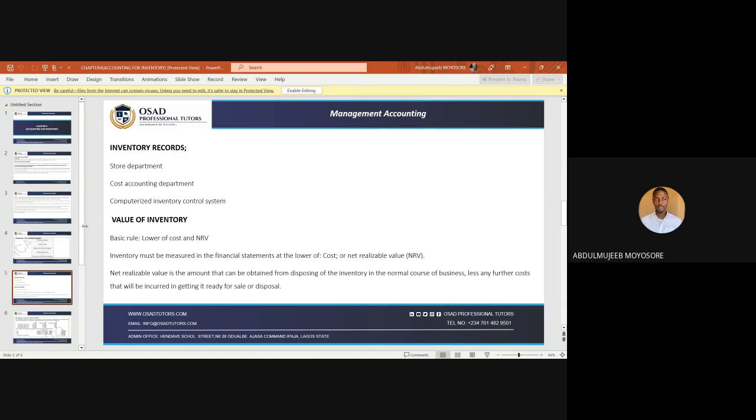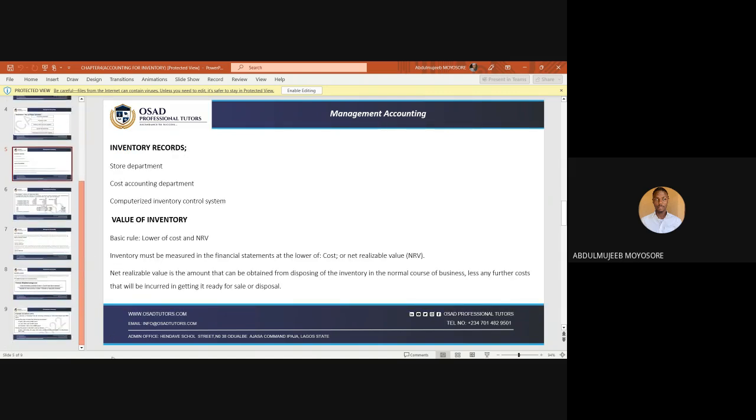Now moving on, we have inventory records. Even from what I've said earlier, the store department should keep records of inventories. The cost accounting department should definitely keep records of inventories. Then the computerized inventory control: you have a system in which you enter inventory. Nowadays, people don't do just paperwork. You have a computer system, a particular software. Even in warehouses and shops, people are already using software a lot.